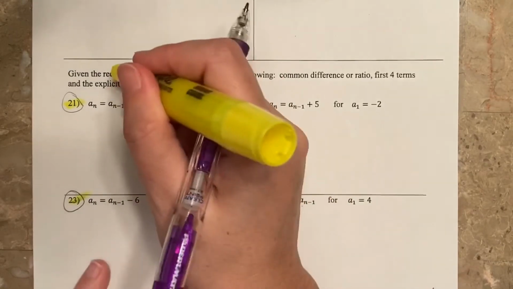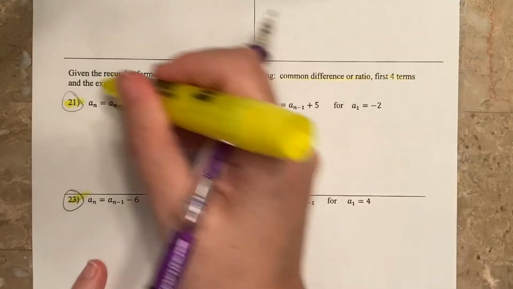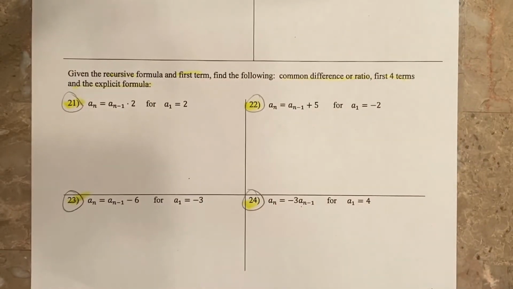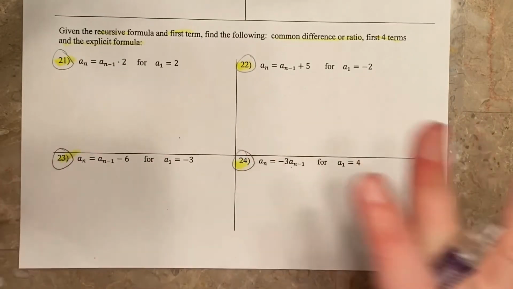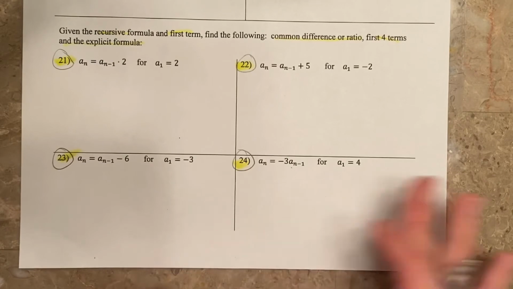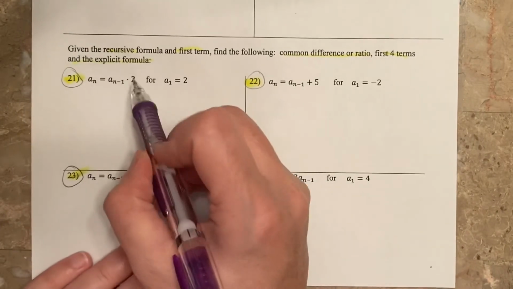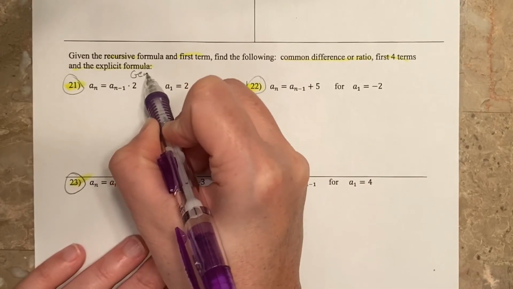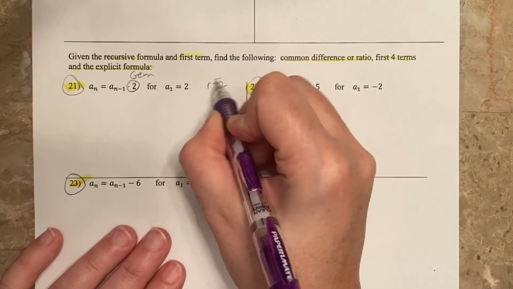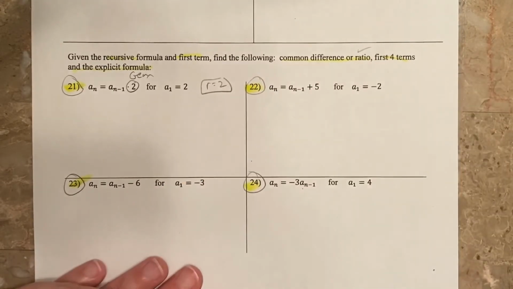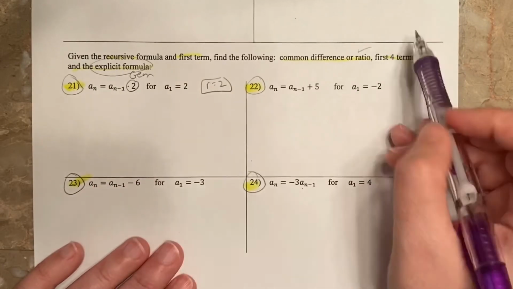All right, given the recursive and the first term, find the following: the common difference or ratio and the first 4 terms and the explicit. So again, hopefully you notice that every single thing we did today, both the worksheet and the homework, everything is review. So nothing new. Nothing new at all. Okay, so I already know this is geometric. The reason I know this is geometric is I have my multiplication sign, so I know that this is going to be a ratio. So I already figured that out. Again, I'm given the recursive, so now I have to figure out the explicit and then the first 4.